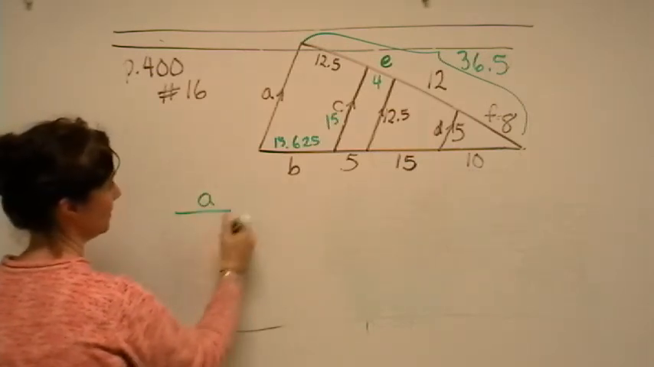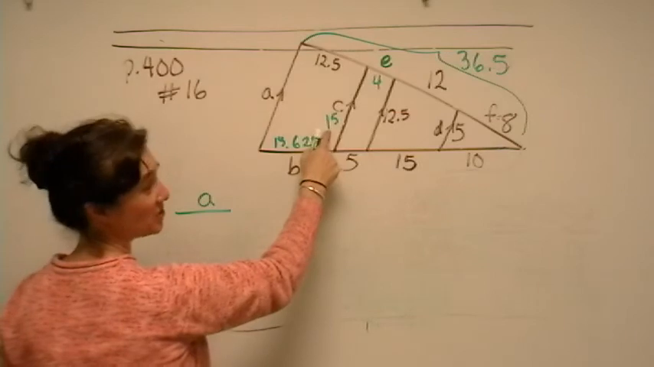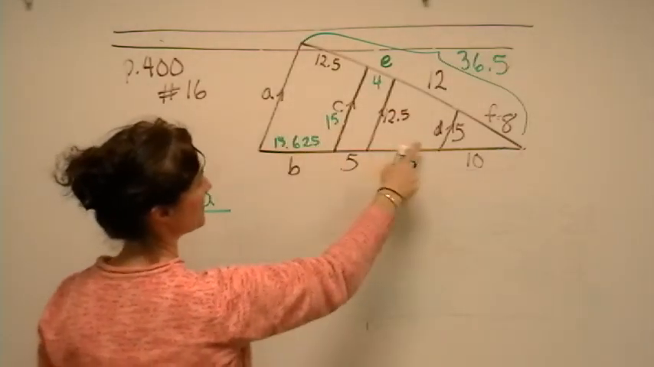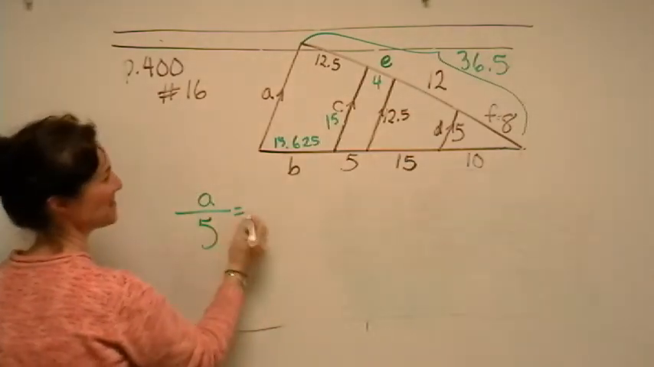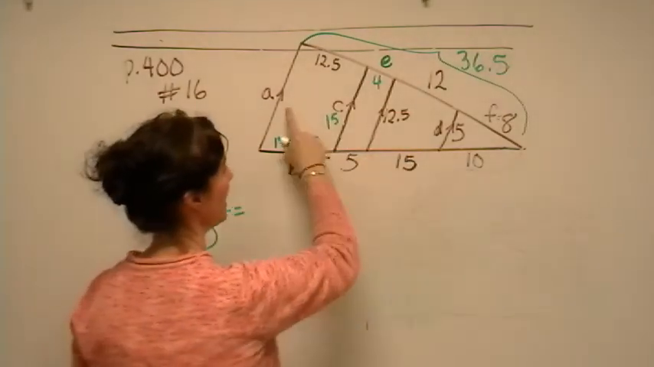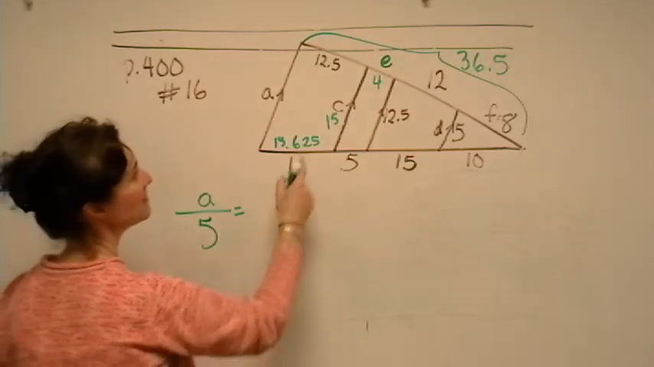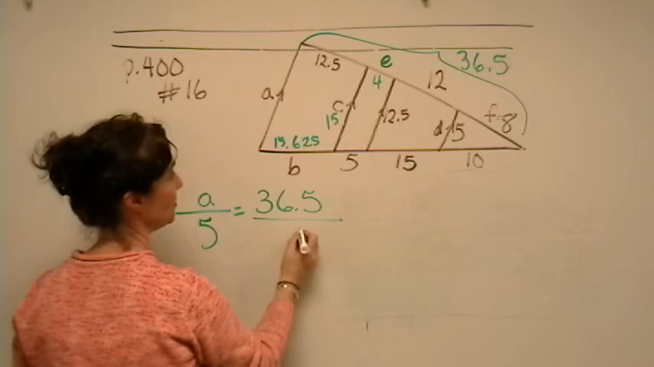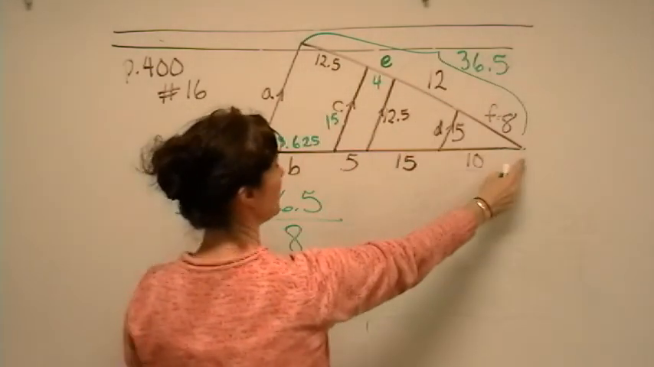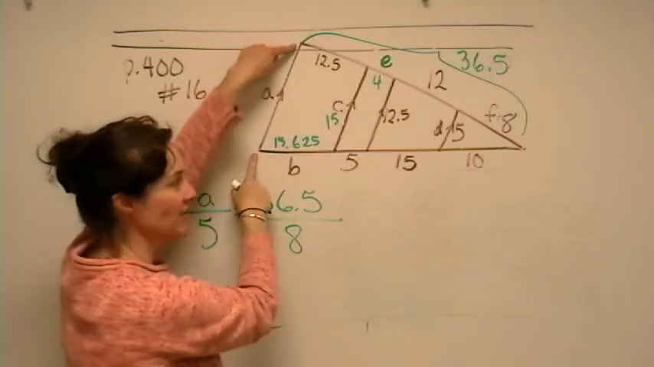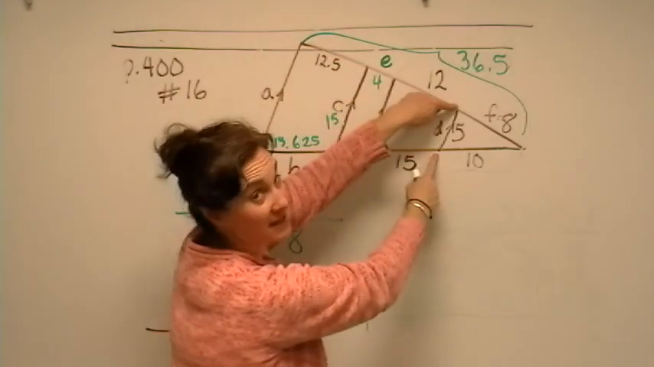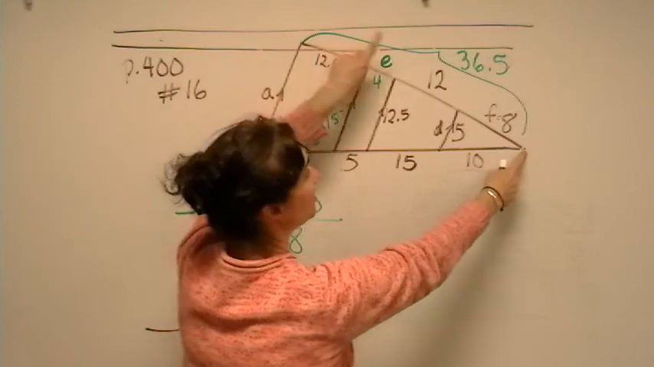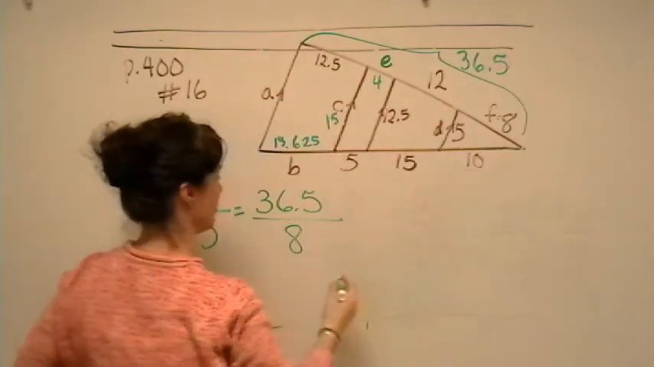is to, let's go ahead and use the C side, that's fine, or we could use D. Let's do that one. A is to 5. We'll do that one because it's smaller numbers. Okay, A is to 5 as 36.5 is to 8. 36.5 being the whole side. Notice again, we have a whole side of the largest triangle to the whole side of the smallest triangle is related to the whole side of the largest triangle and the whole side of the smaller triangle.